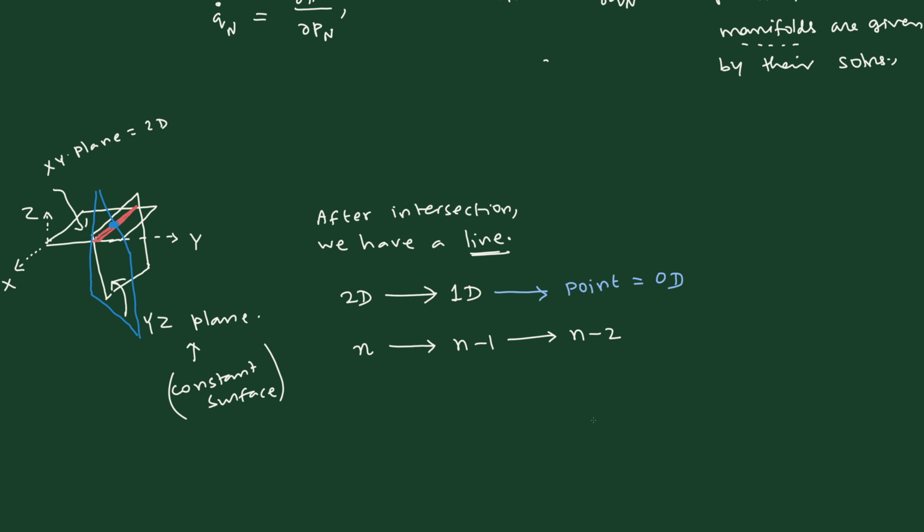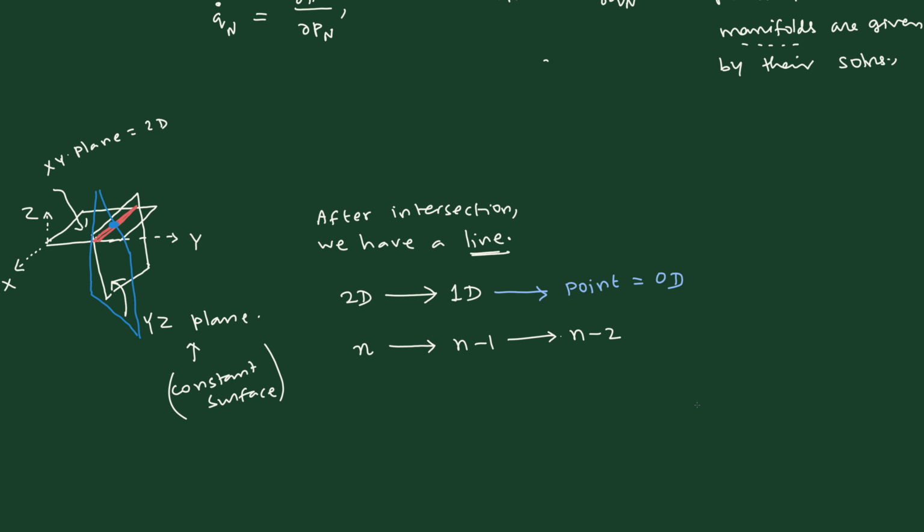So n becomes n minus 1, n minus 1 becomes n minus 2, and you can't do anything further because it's already 0. Anything that cuts more than that again has to be a point only. So this is the last place where you have to stop the intersection, because it has already become a 0-dimensional situation. This point is clear, that we are starting from a plane. So this is an example.